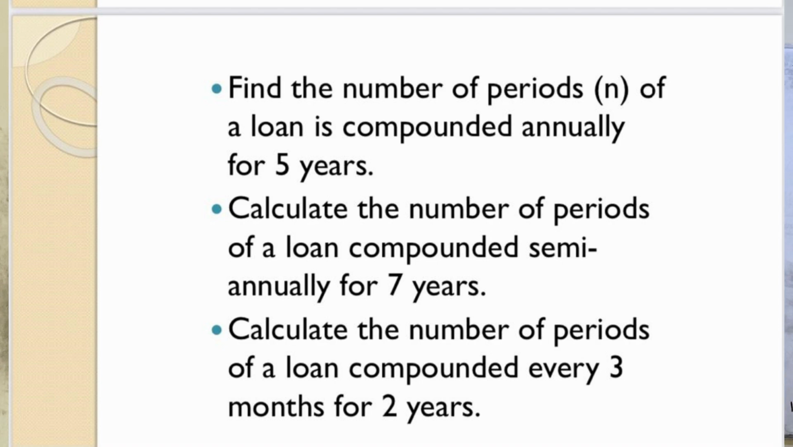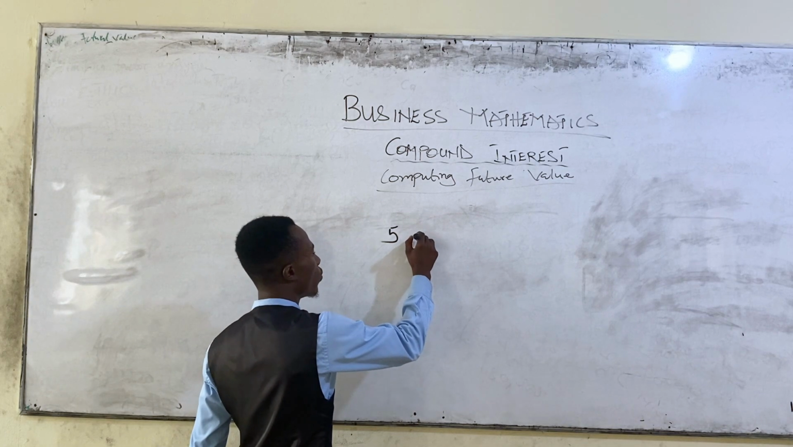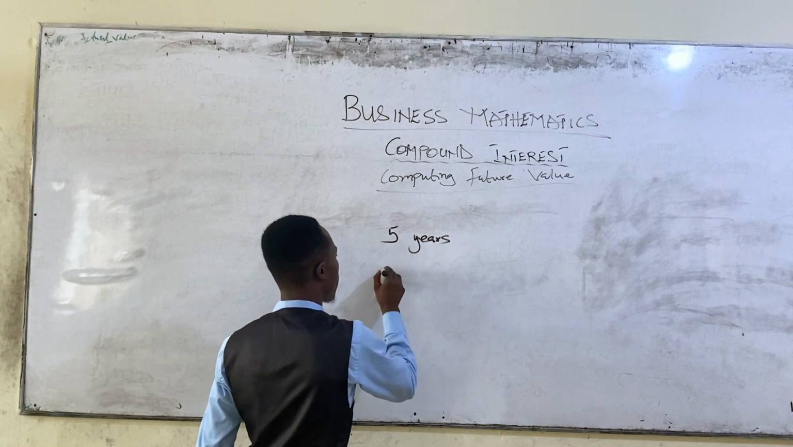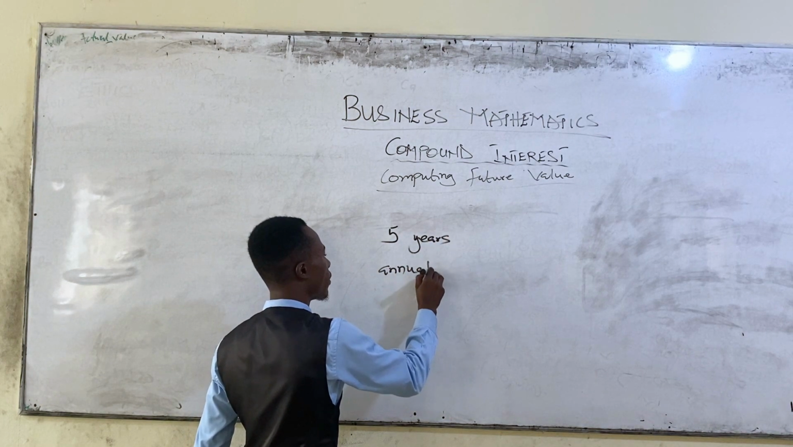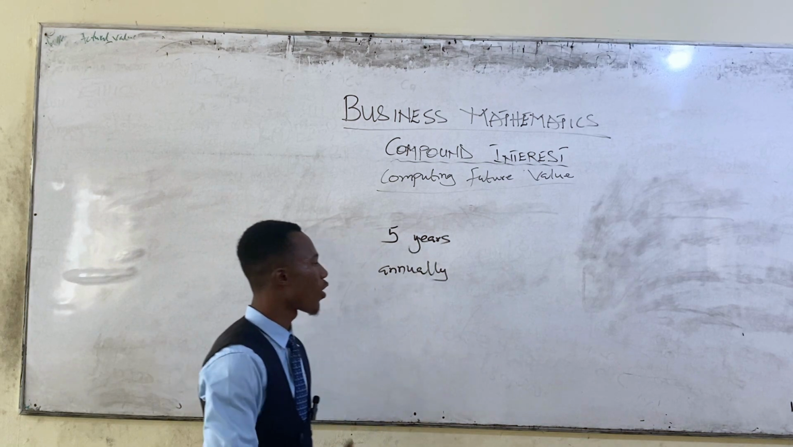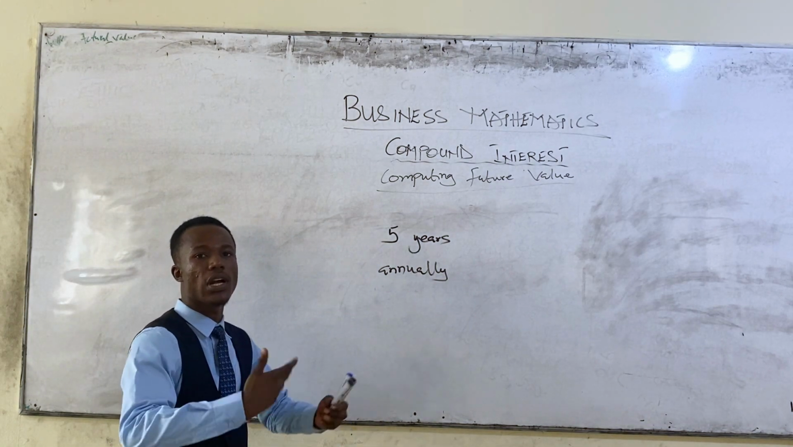Okay, so the first question says find the number of periods n of a loan, if a loan is compounded annually for 5 years. So the loan is compounded annually for 5 years. They are looking for how many times we are supposed to calculate the interest.